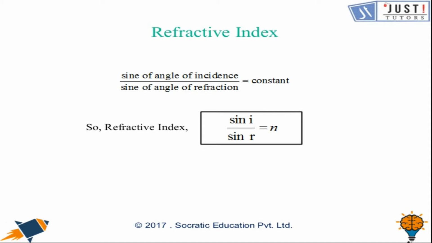Now, a new term, refractive index. It is the ratio of sine of angle of incidence to the sine of angle of refraction. It always remains constant for a given pair of media, and this constant is called the refractive index. So this is a ratio between the sine of angle of incidence and the sine of angle of refraction, and it is always a constant. We can also write it like sine i over sine r equals n, and n is a constant used for refractive index.